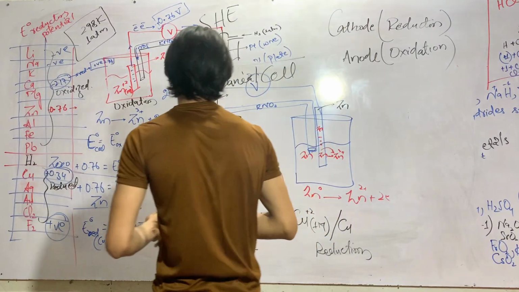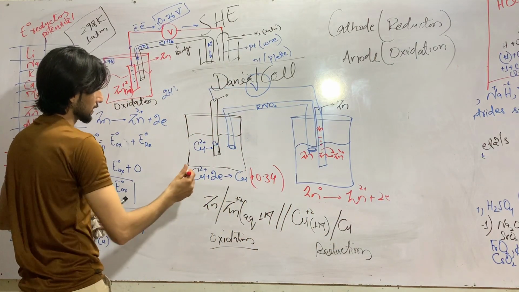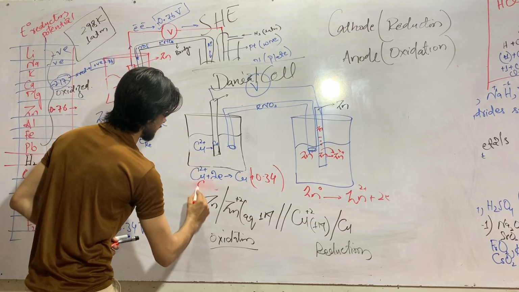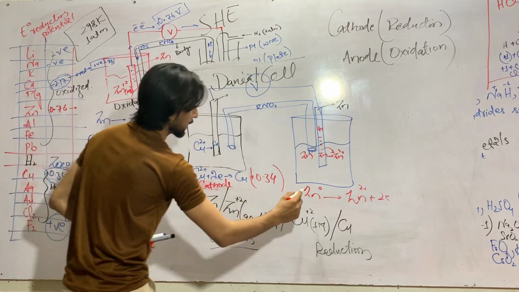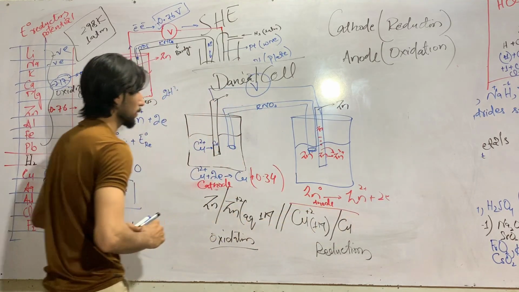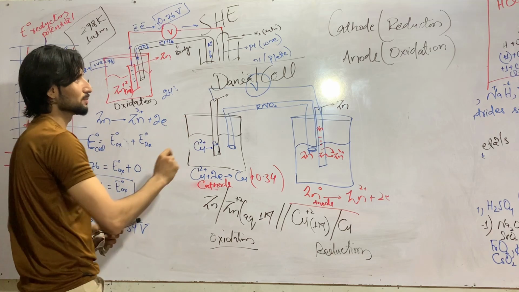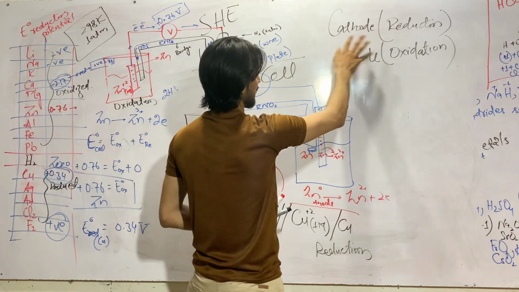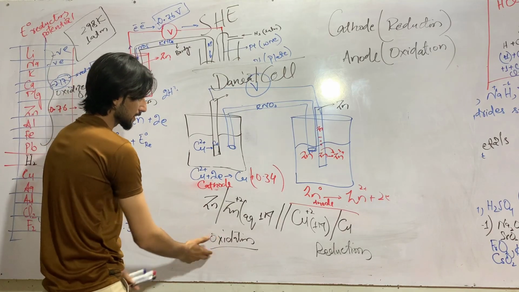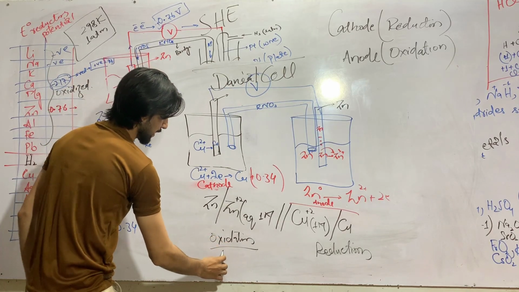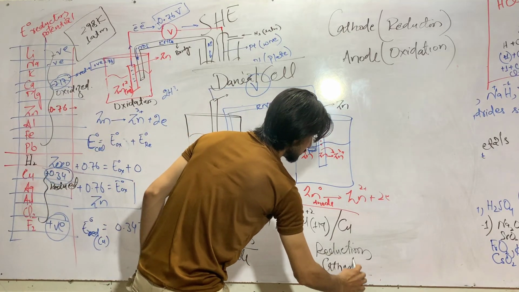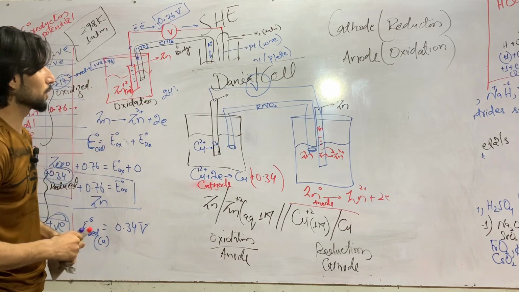Sorry, this is our cathode, because reduction is taking place over here. You must correct me. And this is our anode, because we can see oxidation taking place over here. So red cat, you must remember red cat: reduction takes place at cathode. This is our anode and this is our cathode. I hope I was able to convey my point.